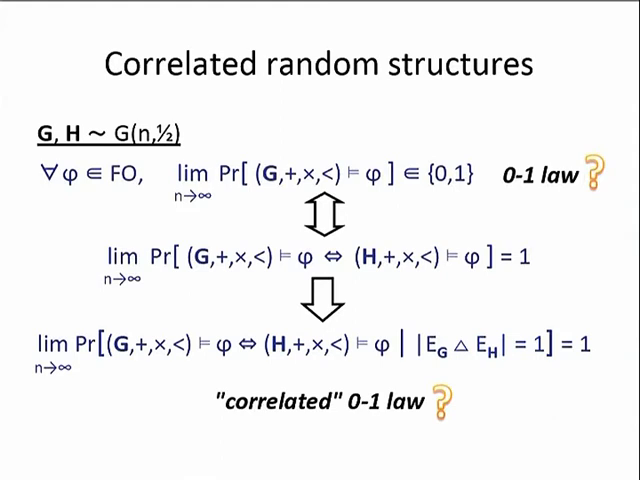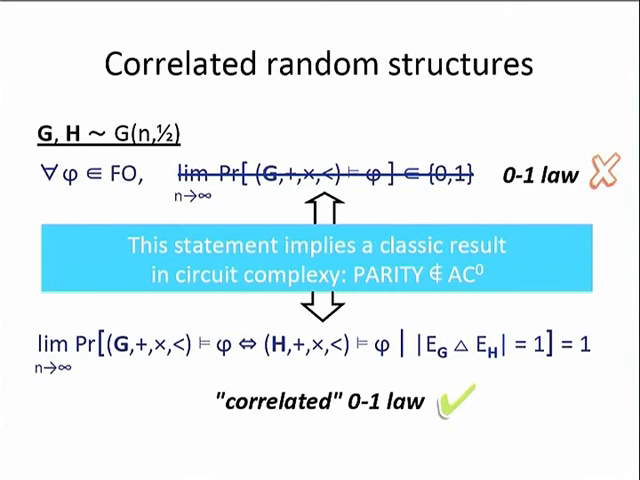Well, we already saw that the 0-1 law fails if you have a linear order, because you can talk about whether there is an edge between the first and second elements in the graph. But the amazing fact is that this correlated 0-1 law turns out to hold even if you have arithmetic in the background. And in fact, this correlated 0-1 law for random graphs with plus and times is kind of hiding a statement about circuit complexity, and it directly implies that parity is not in AC0.